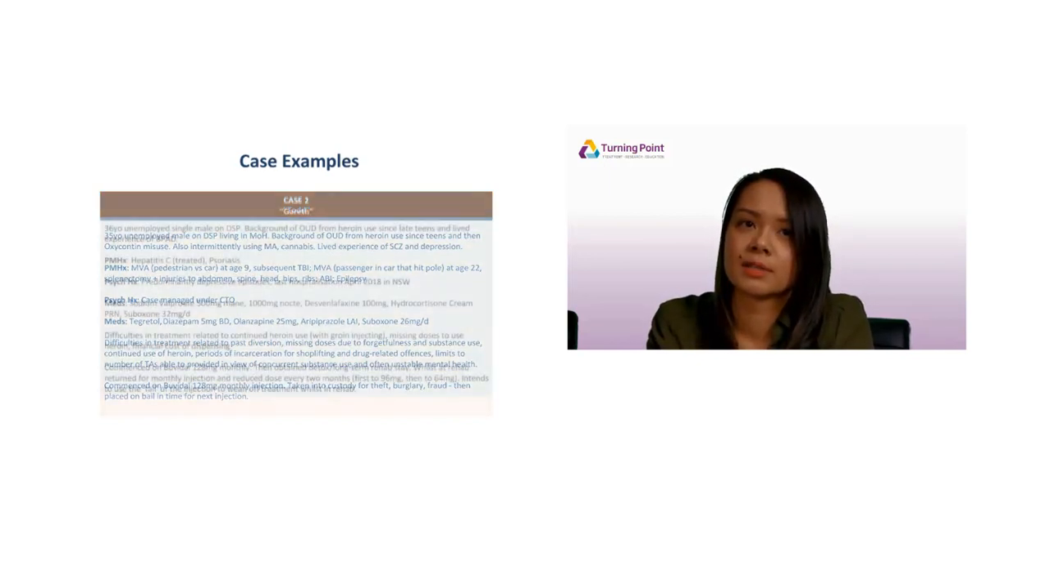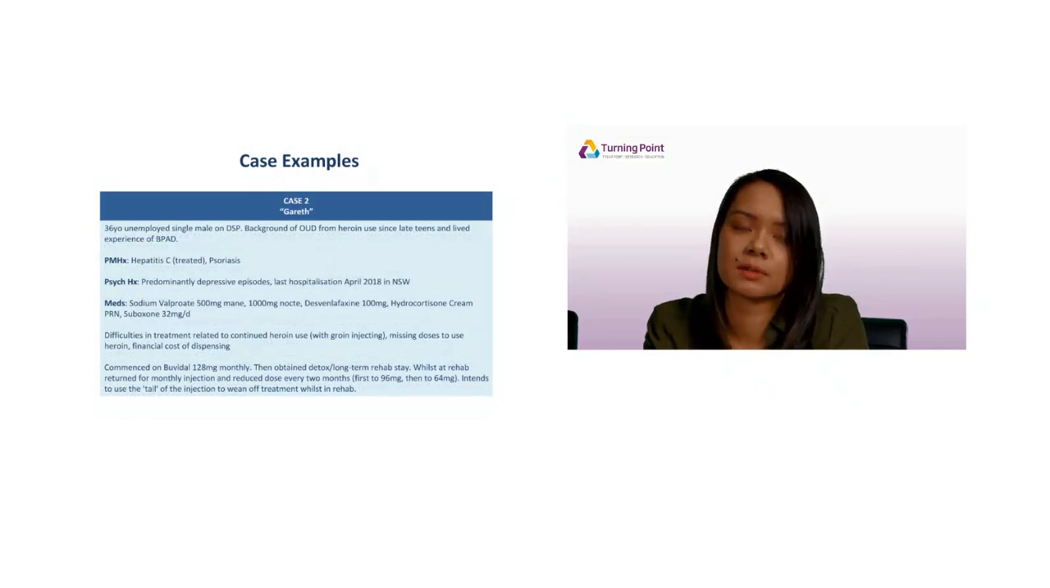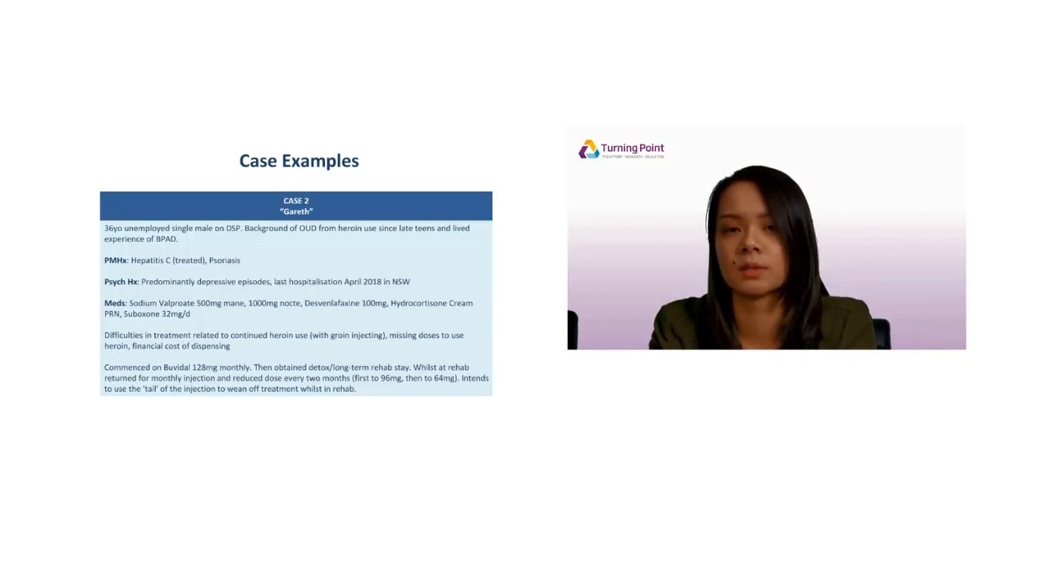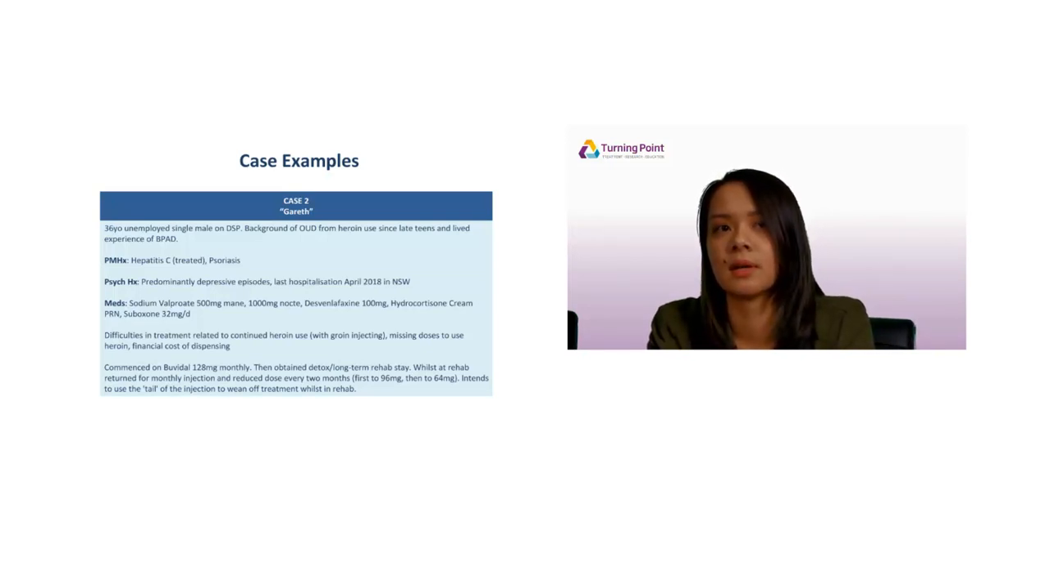And then going into case 2, so Gareth was a 36-year-old unemployed single male on the DSP as well. He had a background of opioid use disorder from heroin use since his late teens, and he also had a lived experience of bipolar affective disorder. He had a past medical history of hepatitis C from his injecting drug use, which was treated. He also had psoriasis. His mental health history was significant for depressive episodes, mostly from the bipolar, and he had last been hospitalised in April of 2018.